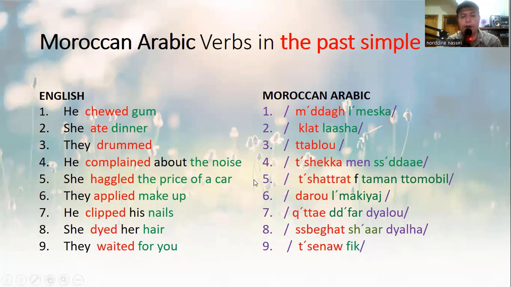Number 5, she haggled the price of a car, or she bargained for a good price for the car. So she haggled the price of a car. اشترت الثمن ديال الطوموبيل. So to haggle is تشتر. So اشترت, she haggled. الثمن is the price of the car ديال الطوموبيل.